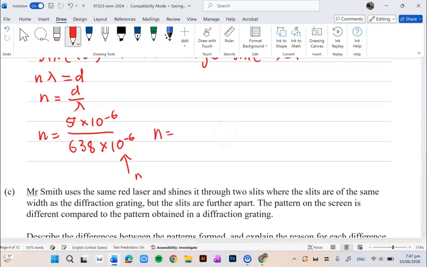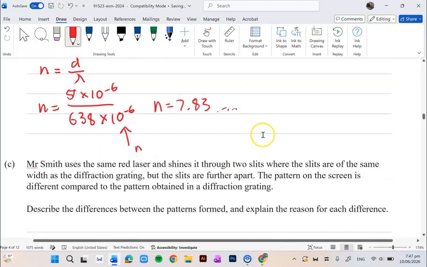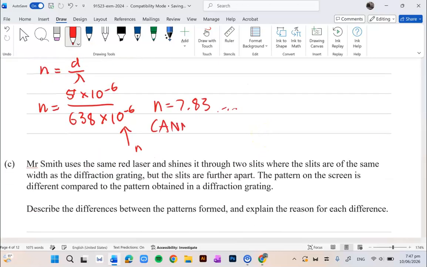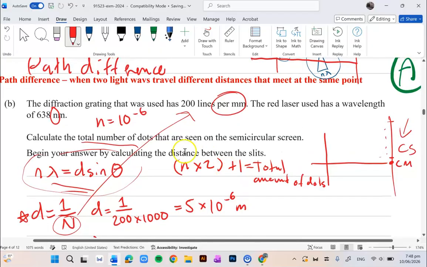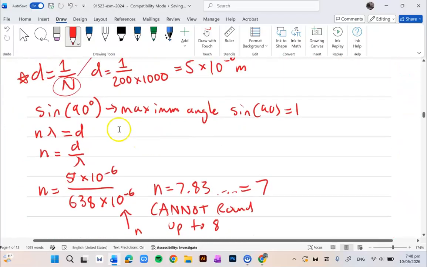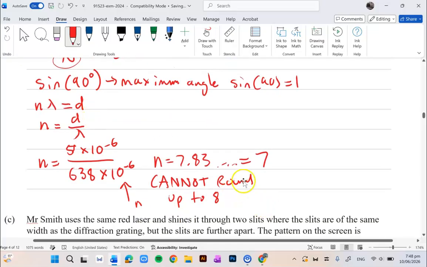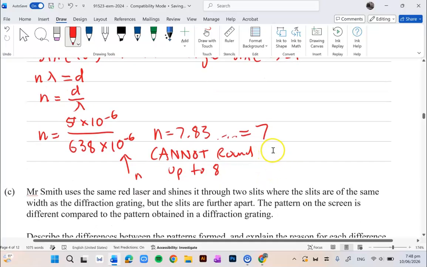And that should give you an answer of roughly 7.83. Now we cannot round up to 8. Remember, n has to be a whole number, so it becomes 7. The reason why we cannot round up to 8 is we can't assume there's an extra dot, because that means we're exceeding the 90 degrees, which is just not possible. So you cannot ever round the number up. You always got to round it down. So therefore it's going to be 7.